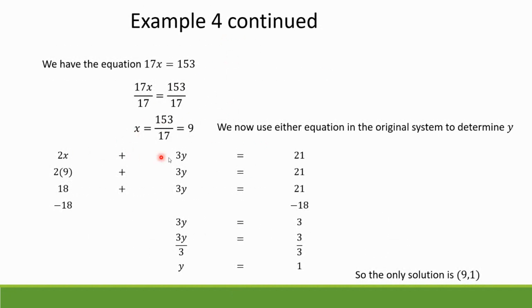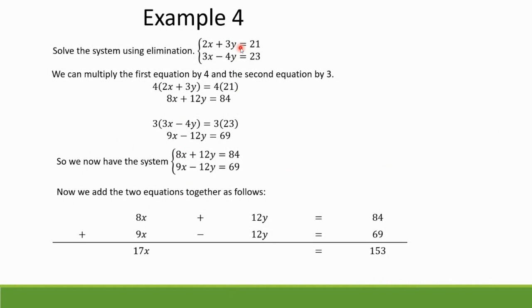So what I decided to use was the first equation. We know x is 9, so I substitute. And through some algebra, we solve to get y. So we have x is 9, we plug it in, we get 18 plus 3y is 21, right? That was the first original equation.